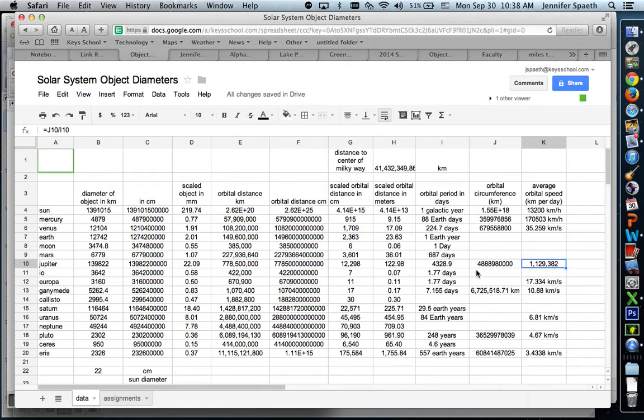So now, if I've done my calculations correct, it's about 4,328 days, right? And then I've got my orbital circumference by using my formula that's right up here. And then I've got my kilometers per day by doing a little bit of division. So that's kind of like the first step that you're going to need to be able to do in terms of the homework. I will make more videos to come.